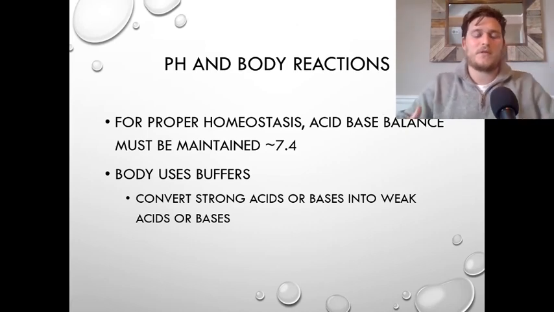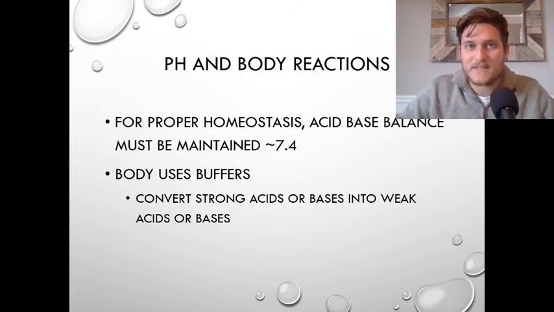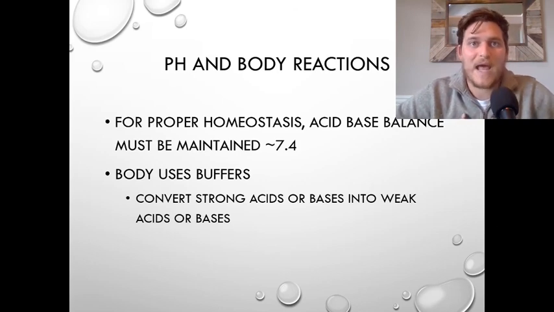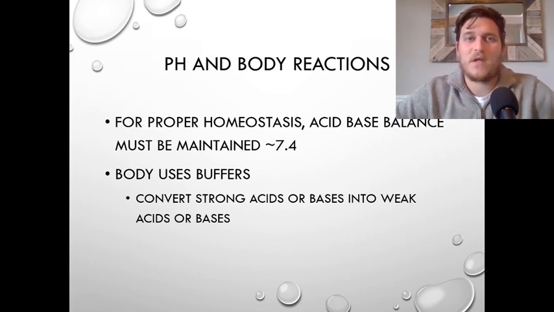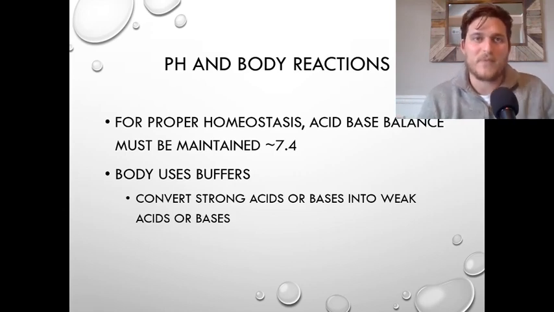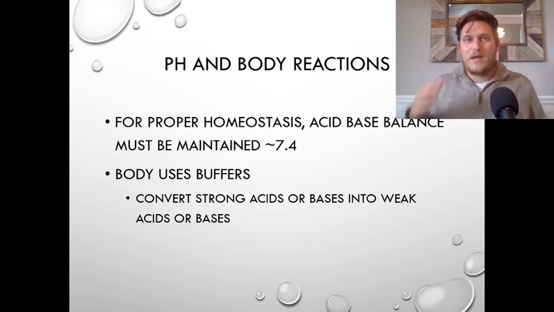A mixture is going to have a certain level of acidity, otherwise known as pH. That basically determines how acidic or how basic a solution is. The more acids, again, proton donors, you have within that solution, the lower the pH is going to be. And so for proper homeostasis, acid-base balance is maintained at a pH of 7.4. This is the zone that the body likes to hang out in.